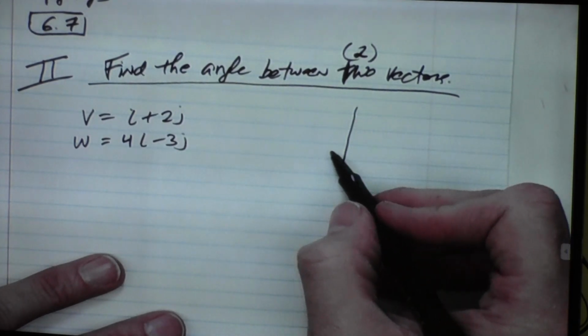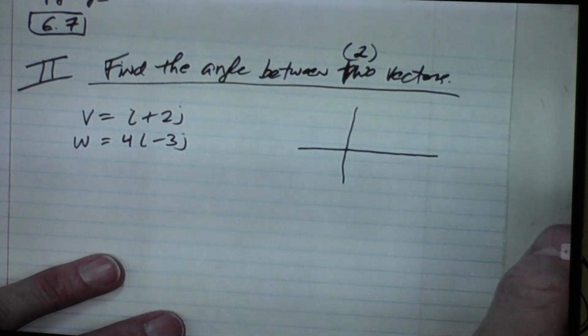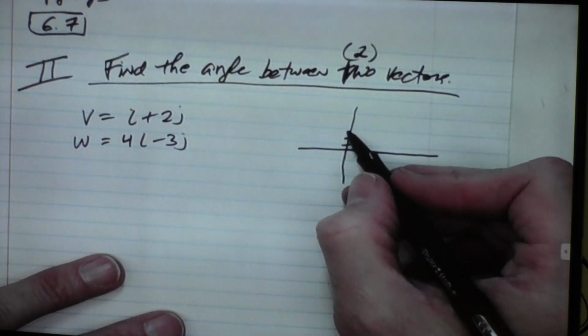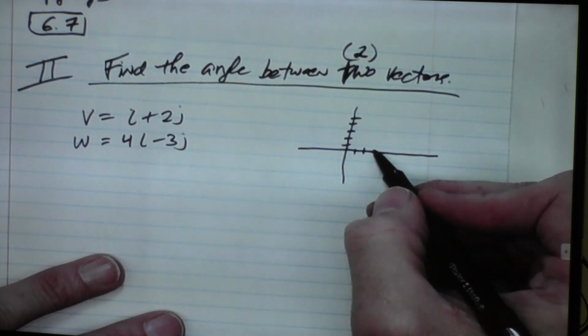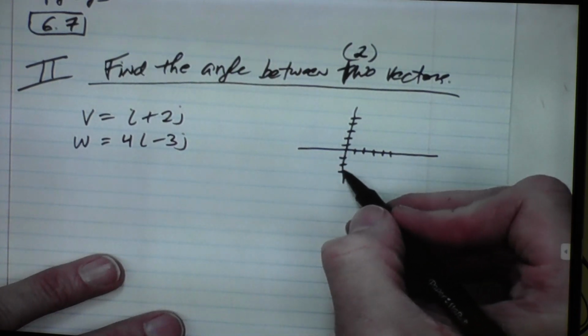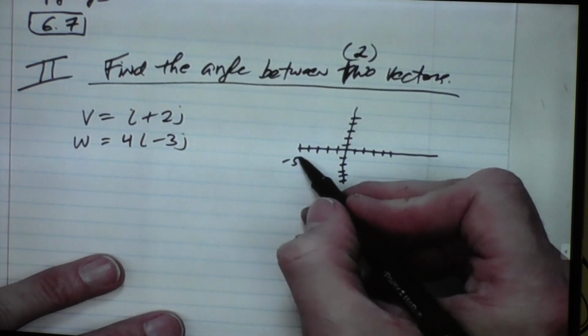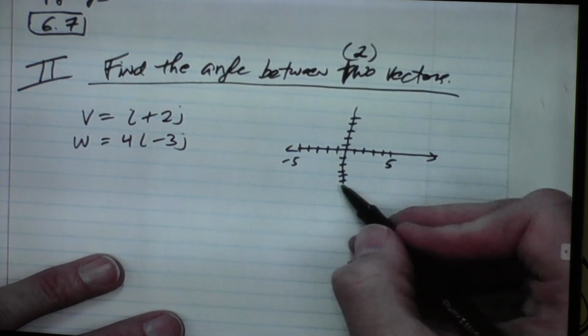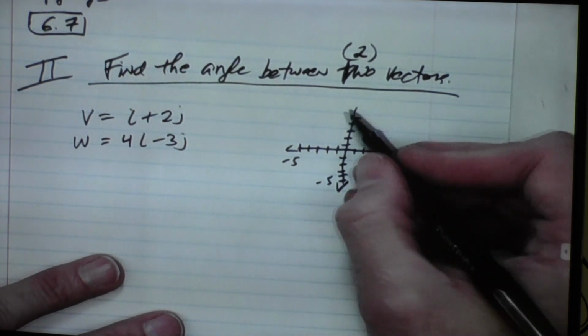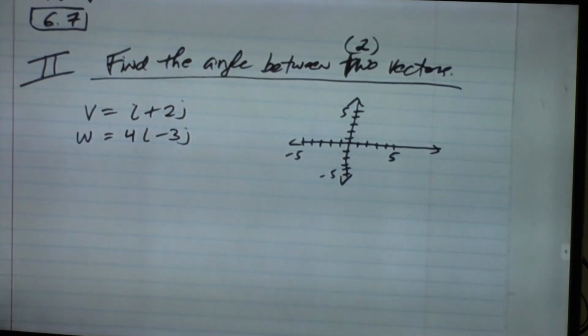I'm going to make a little basic hand graph here. Now I'll go 1, 2, 3, 4, 5, 1, 2, 3, 4, 5, 1, 2, 3, 4, 5. I don't need to go this way, but I will anyway. So negative 5, positive 5, negative 5, positive 5. Basic hand graph.